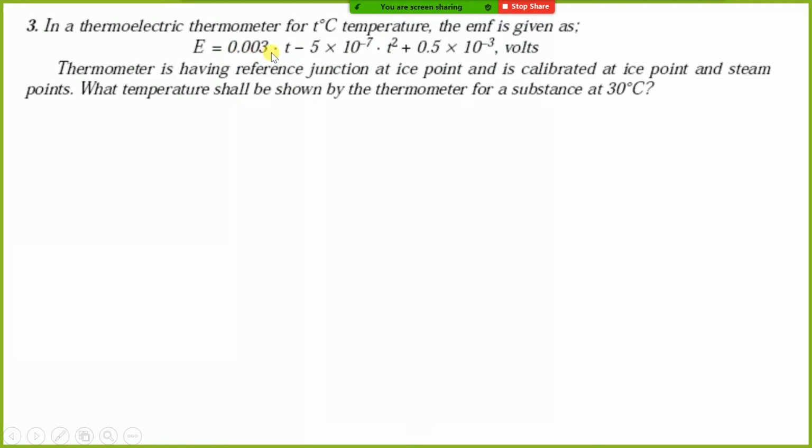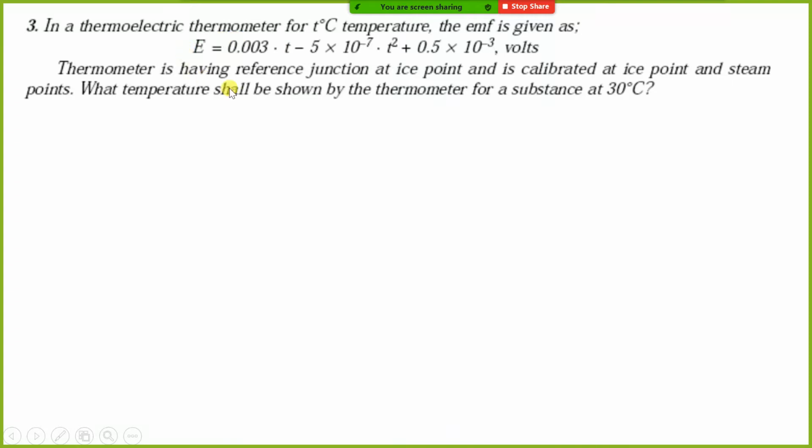to 0.003 T minus 5 into 10 to the power minus 7 T square plus 0.5 into 10 to the power minus 3 volt, where T is the temperature in degrees Celsius. It is a thermoelectric thermometer which gives the reading in terms of volt. The thermometer has a reference junction at ice point and is calibrated at ice point and steam point. What temperature shall be shown by the thermometer for the substance at 30 degrees Celsius?